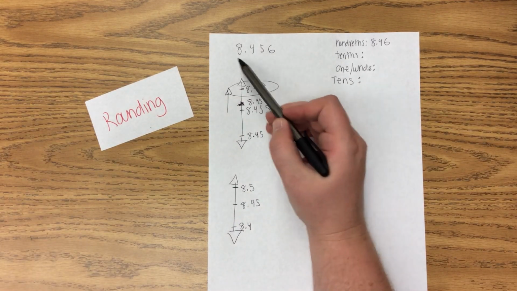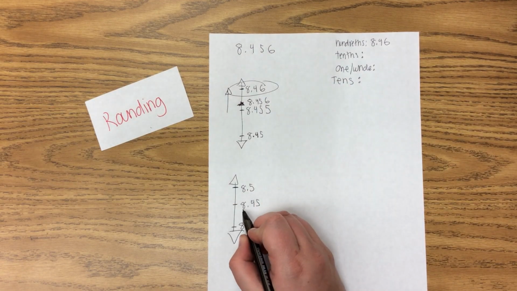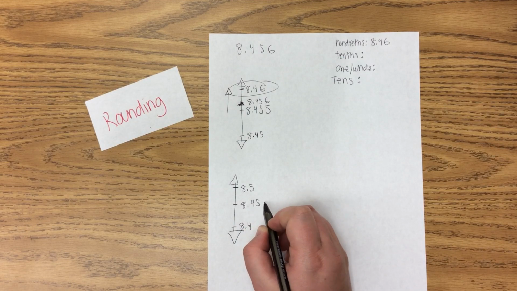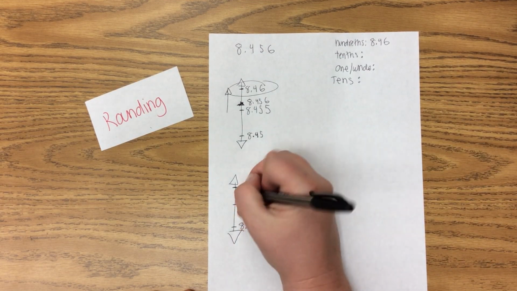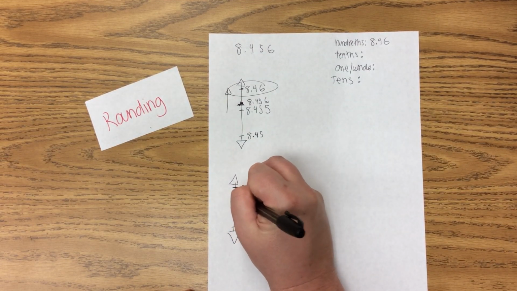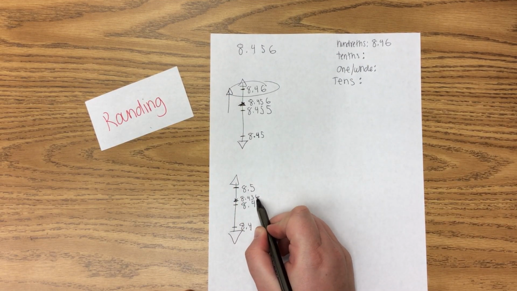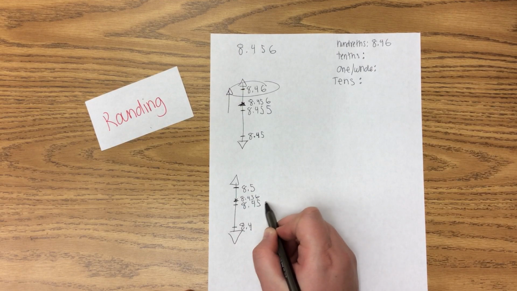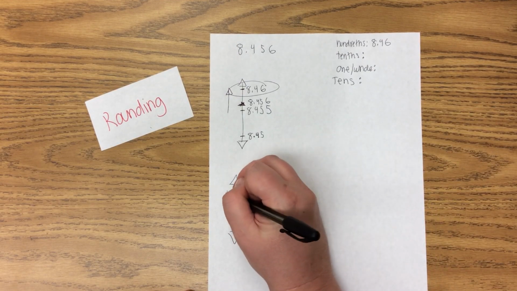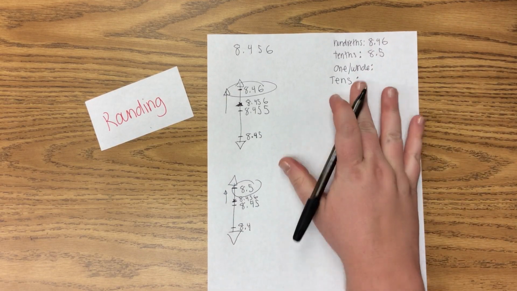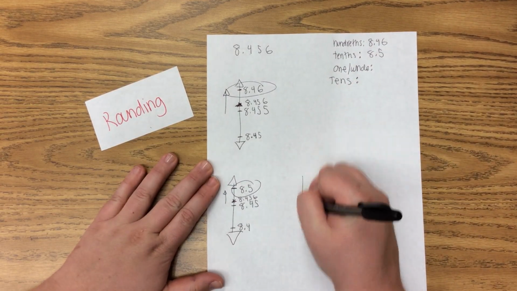Now I need to figure out where this goes. 8.456, that's going to be bigger than 8.450. This one we use our comparing number skills, and yes, it will be. Because having a 6 thousandths is bigger than having a 0 thousandths. So again, we're going to round up. It's going to be 8.5. Let's try it with 1 and whole.